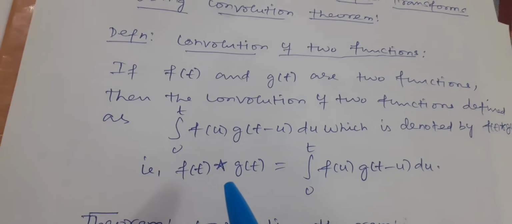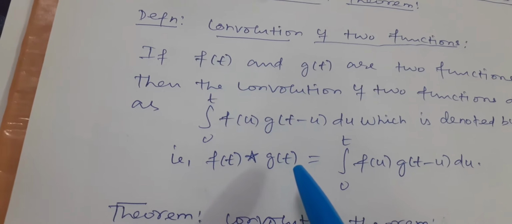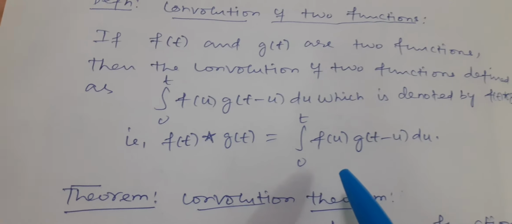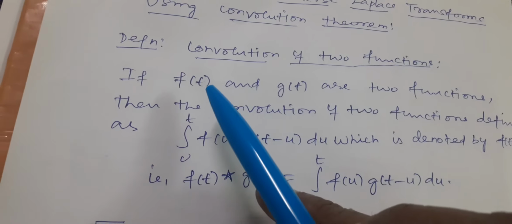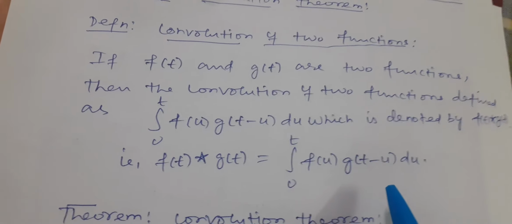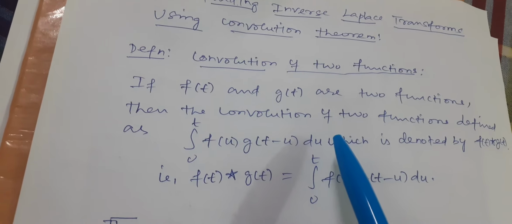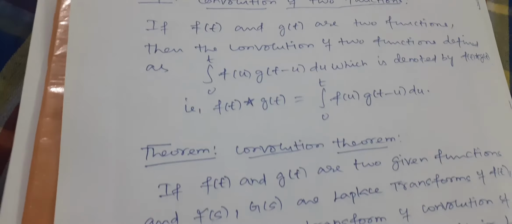That is, convolution of two functions can be denoted as f of t star g of t, which is equal to integral 0 to t f of u g of t minus u into du. In f of t, t can be replaced as u. In g of t, t can be replaced as t minus u. When two functions are given, we can evaluate using convolution.